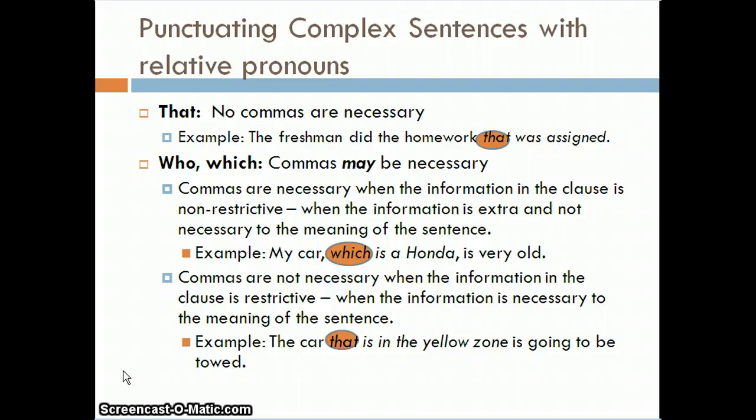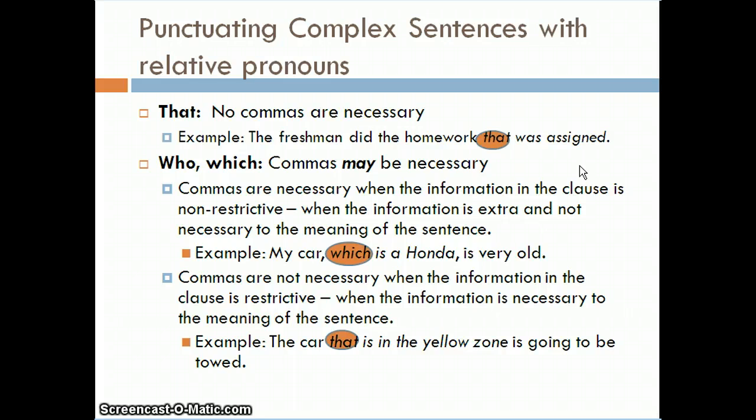Next, we're going to talk about punctuating complex sentences with relative pronouns. The rules for punctuation with relative pronouns are very different from other grammatical rules because we need to actually take a look at the meaning of the sentence. When we're using the relative pronoun that, no commas are necessary because of the way that we use that. Here's an example. The freshman did the homework that was assigned. So that was assigned is our dependent clause. No commas necessary.